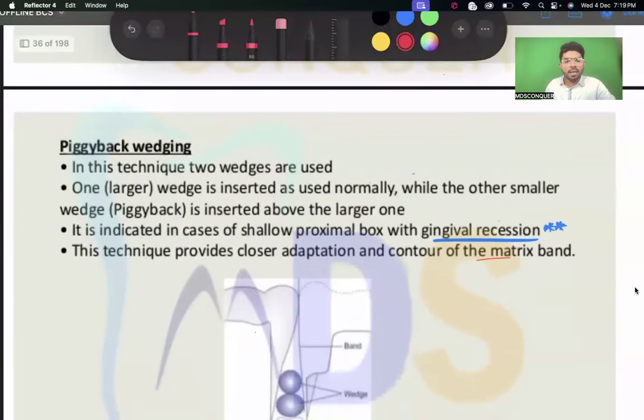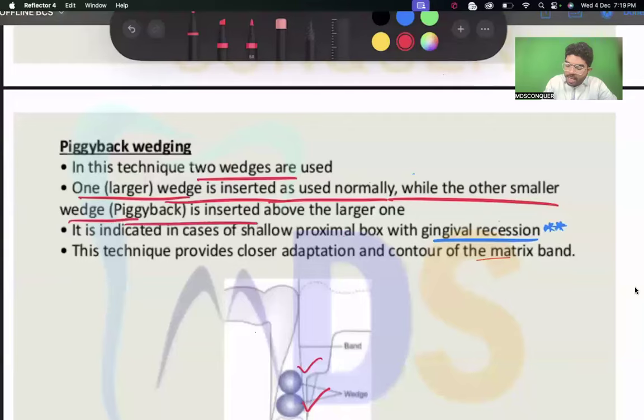Then comes the piggyback. In this technique, two wedges of different dimensions are used. One is a larger wedge, which is inserted normally, while a smaller wedge is piggybacked above the larger wedge. It is regularly used in cases of gingival recession.